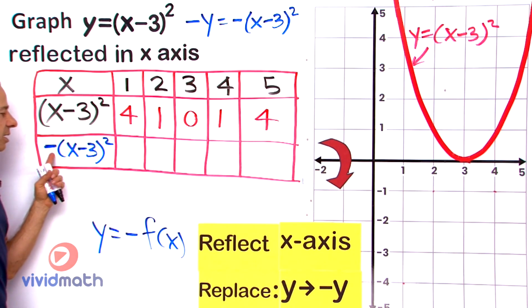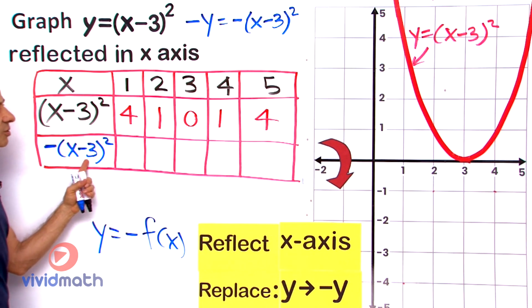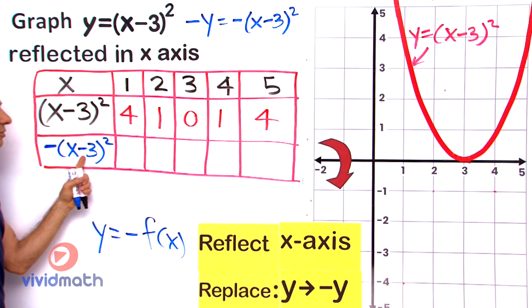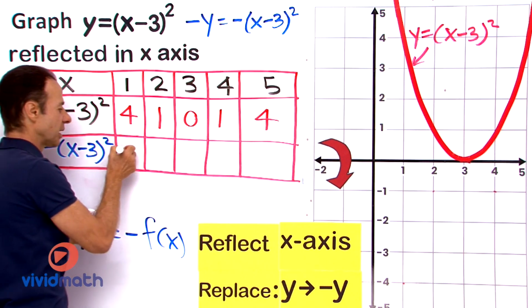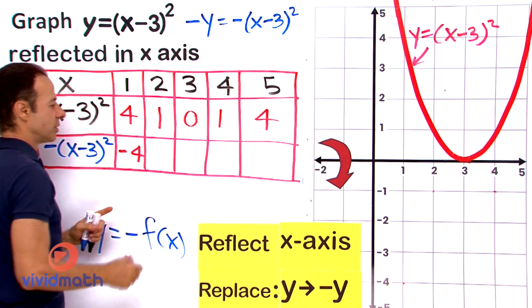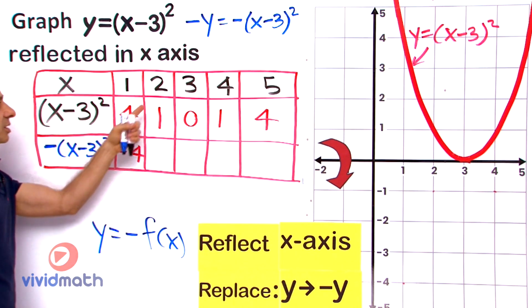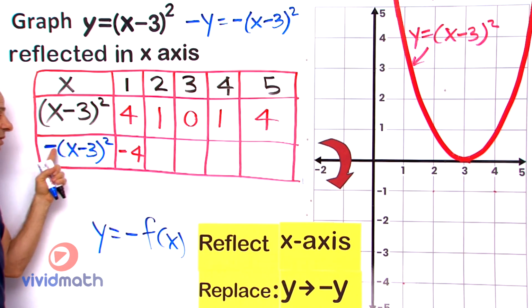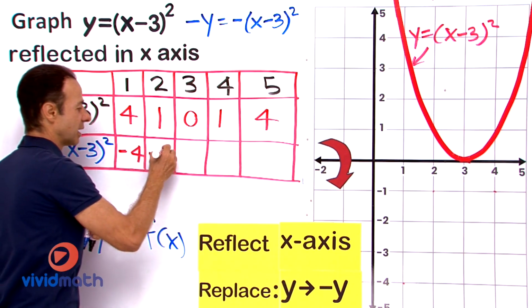The reflected graph is minus x minus 3 all squared. I'm going to take the positive 1 and put it here. 1 minus 3 is negative 2. Negative 2 all squared is positive 4, but we have a negative in front of it, so it's going to be a negative 4. So they're all going to be negative. So I'm going to take a 2, put it in there. 2 minus 3 is negative 1. Negative 1 squared is 1. Positive 1, so put the negative in front of it, so that's also negative 1.